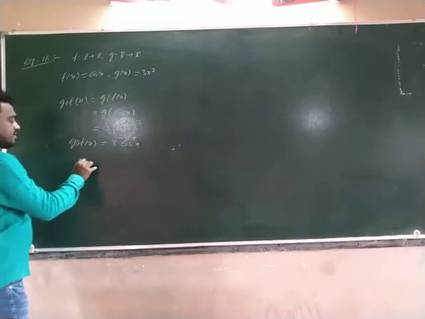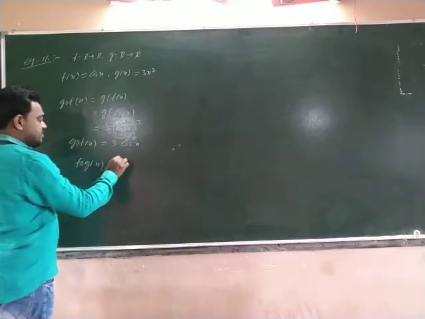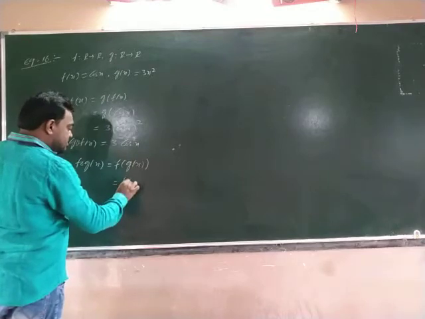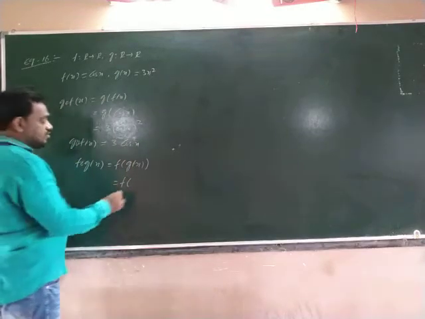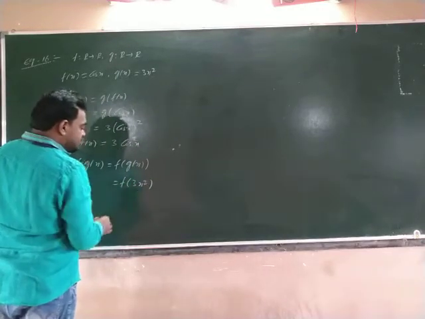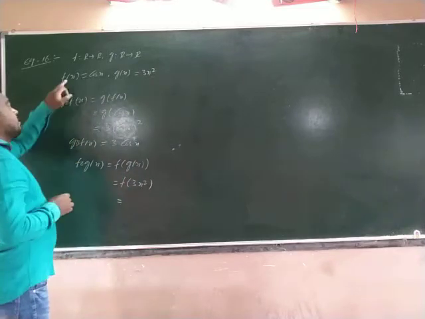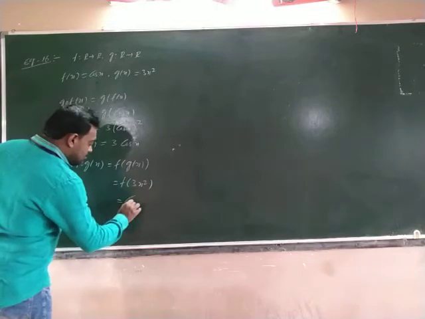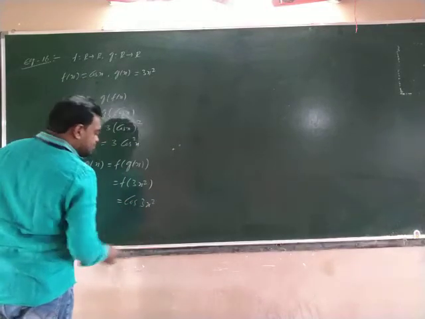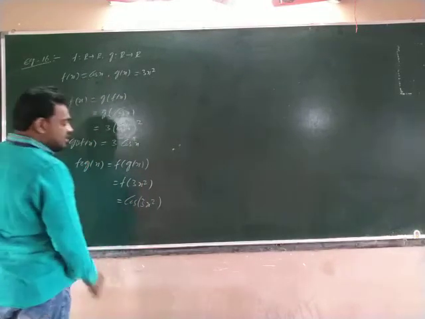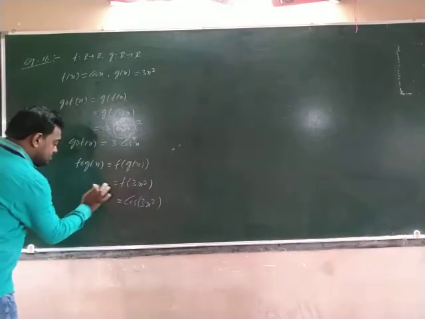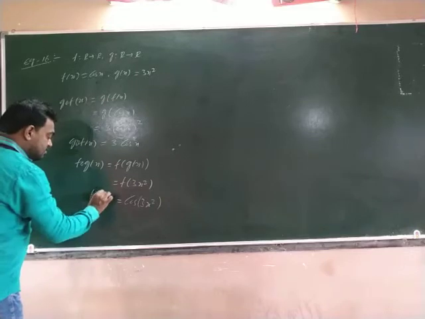Now F circle G of x is F of G of x. G of x is 3x square, and F of x is cos x, so F of 3x square is cos of 3x square. Right? Cos of 3x square. This is F circle G of x.